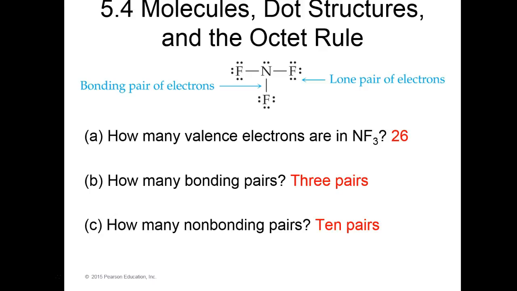There are 26 valence electrons. If you count around, 1, 2, 3, 4, 5, 6. Okay, count all the way around, you're going to find 26. How many bonding pairs? You can see we got 3 sets of bonding pairs. And how many non-bonding pairs? There's 10. Okay, going around the outside, 1, 2, 3, 4, 5, 6, 7, 8, 9, 10.